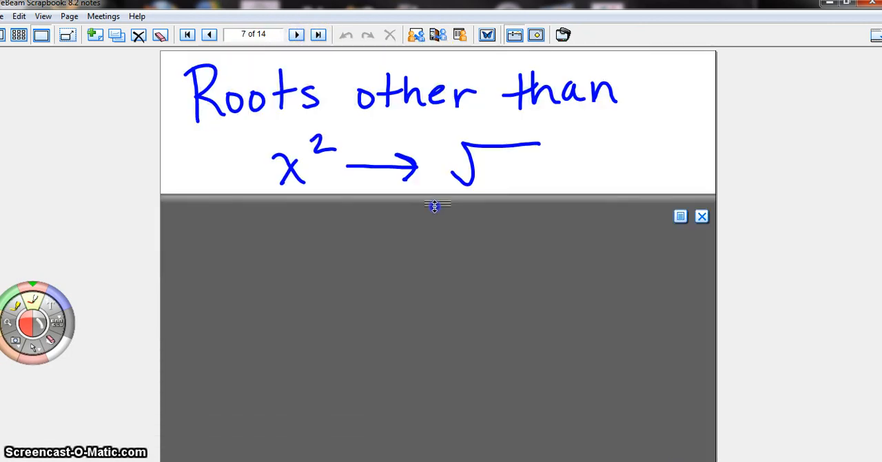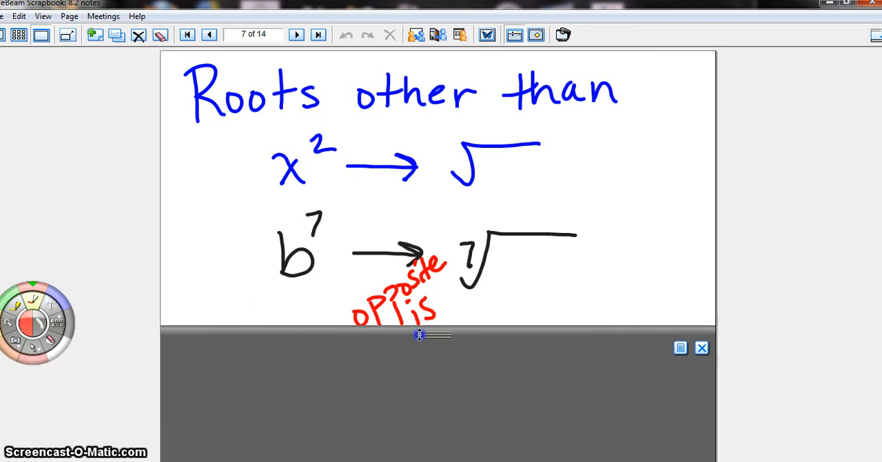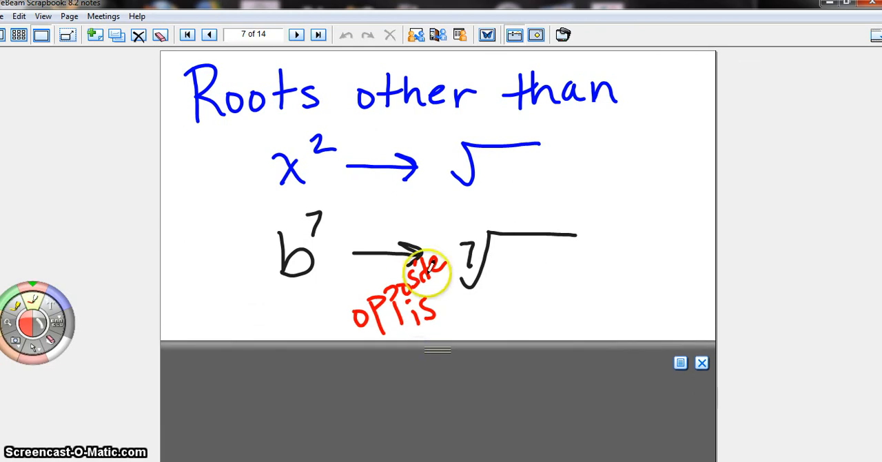All right, for roots other than a square root: when I'm solving something that had x squared and I have to get rid of the squaring power, my opposite is to do the square root. What if it wasn't x squared? What if it was some other power, like say 2 to the 7th power? The opposite is for me to do a 7th root.